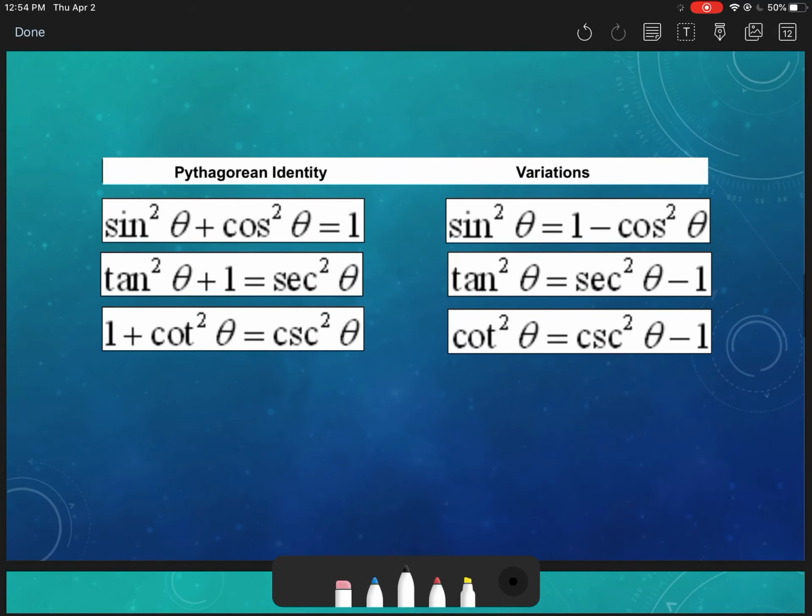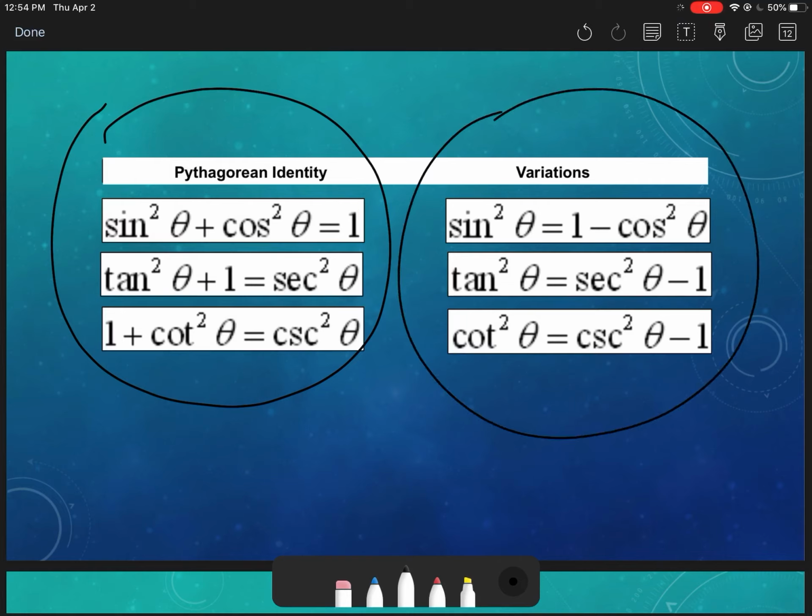So these are your most common Pythagorean identities, right here. And then on the right-hand side, you see your variations. Notice how we get from one to the other.